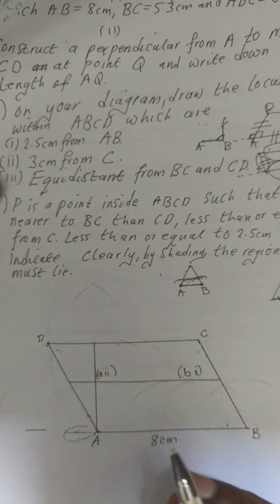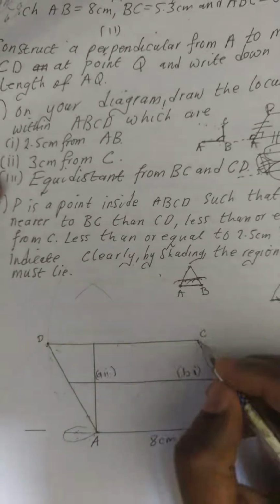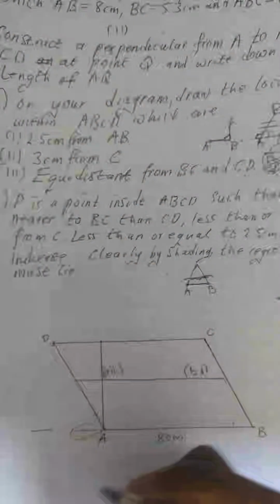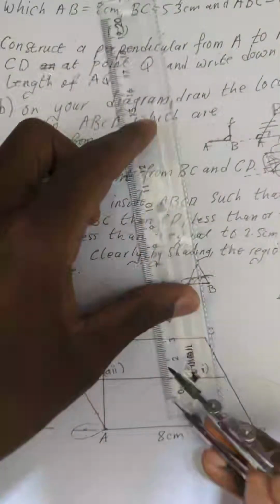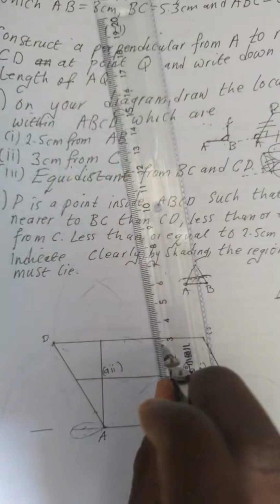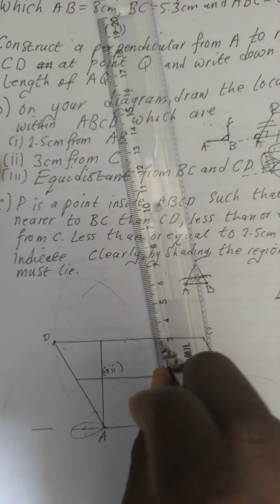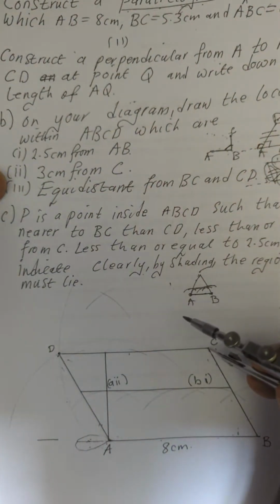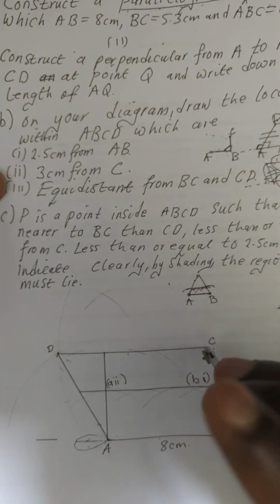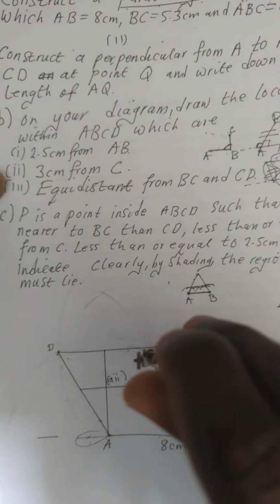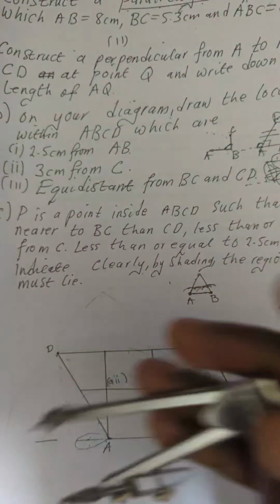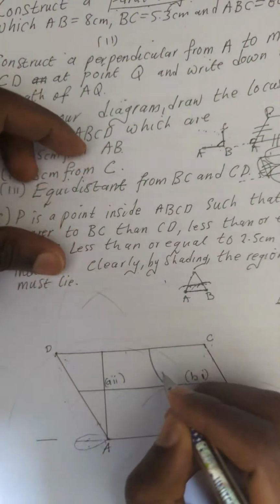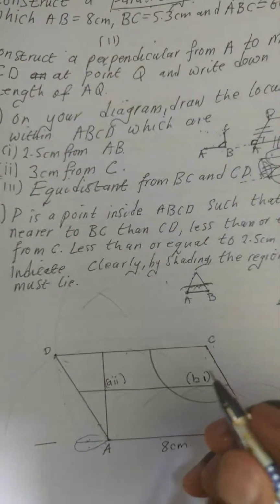Now, 3 centimeters from C. We're talking about points that have an equal distance from a specific point. In this case, the point is C. This is simple, we looked at it in the previous question. So we just need 3 centimeters. We stand on C, we do 3 centimeters, but we just show inside. So this is the final answer. It should be dark, not faint. This is our B2.